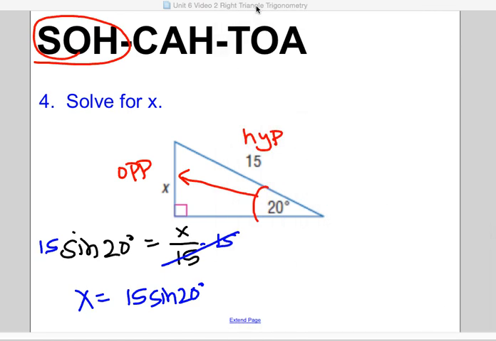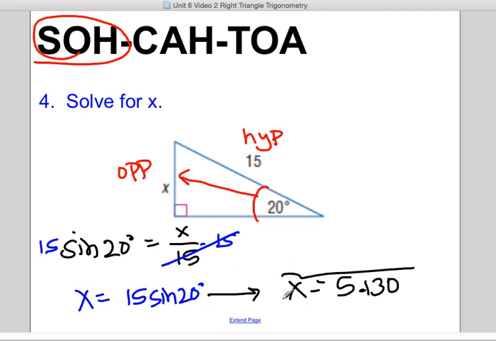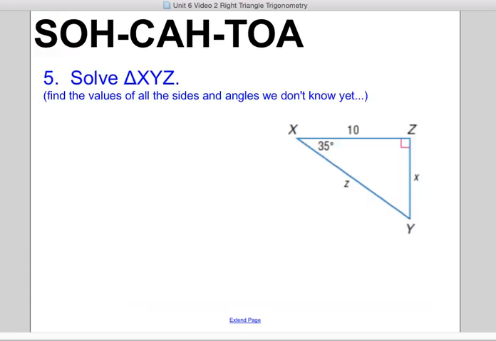So x equals 5.130, and it's not labeled in any unit, so I can just leave it like that. Okay, that is example 4. Let's go ahead and look at example 5.